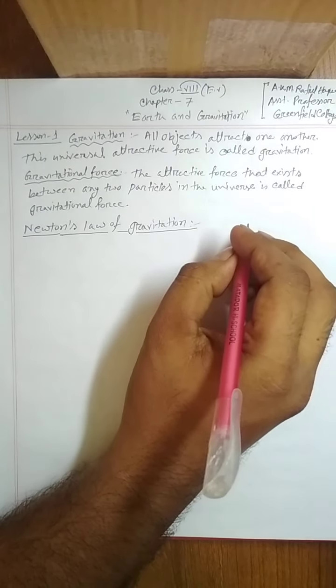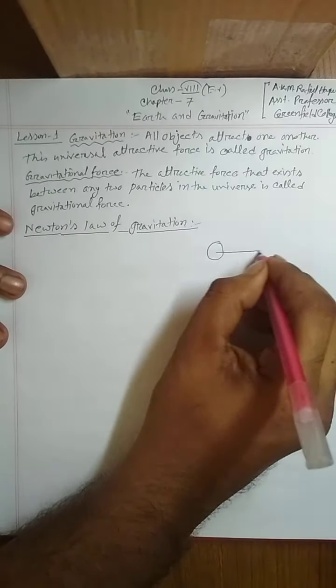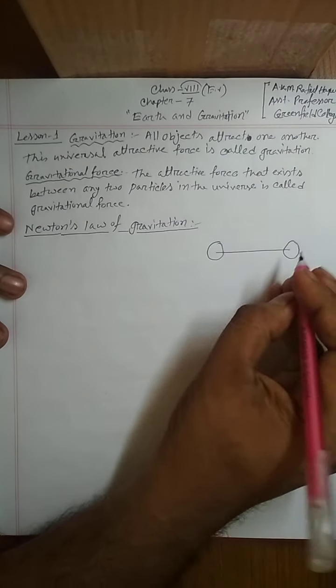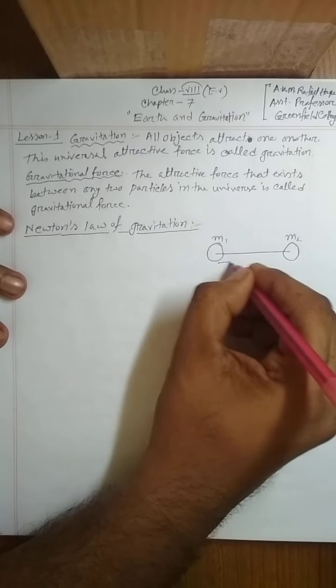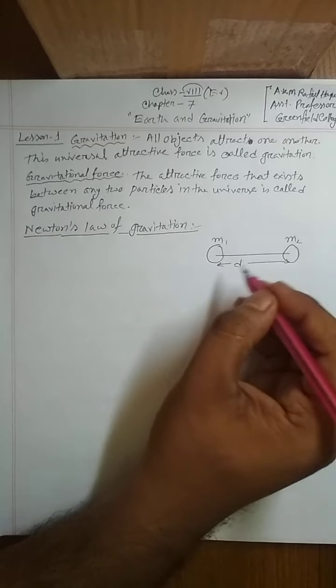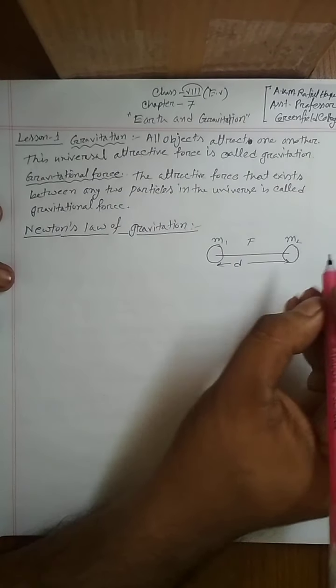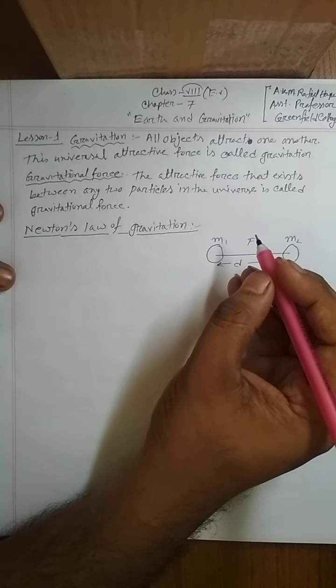So we can write a diagram about it. These are two homogeneous spheres. The first mass is m1, the second mass is m2. The distance between them is d, and the force is F. So what can we write?